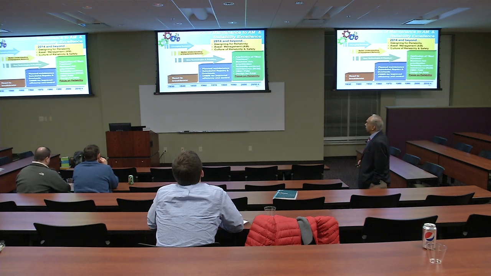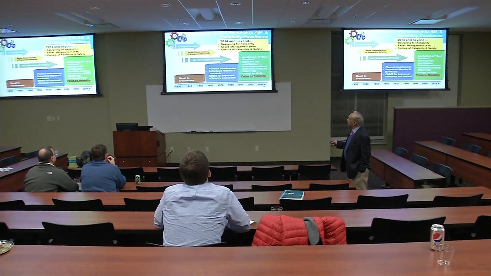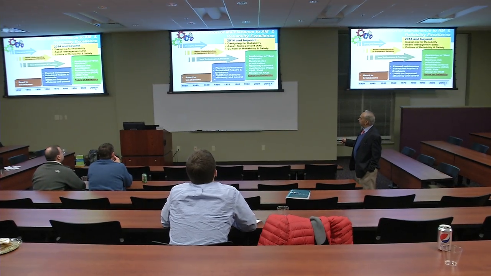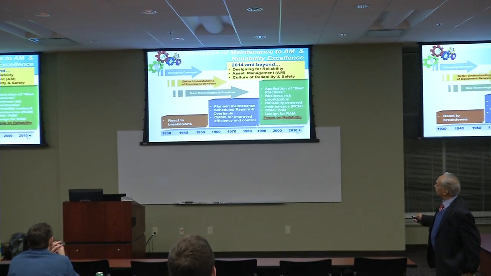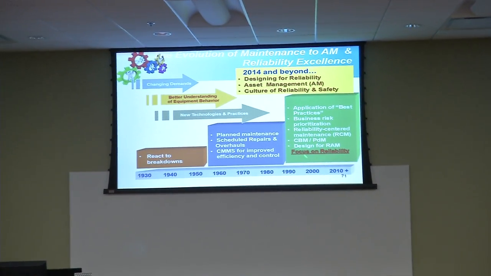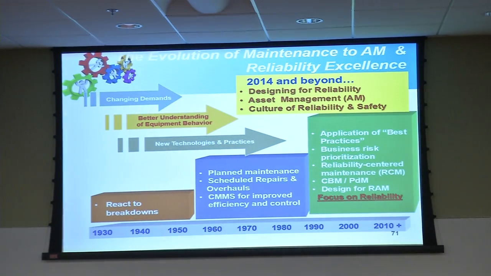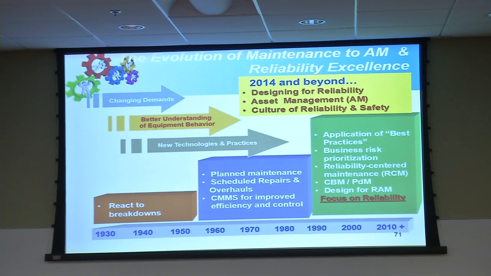This is kind of an evolution of maintenance to asset management. Back in those days, reactive, then planned maintenance, PM, CMMS systems came. In the last 20 years, application of best practices, business risk, RCM, CBM. And now we are talking designing for reliability, designing for asset management, culture of reliability, safety. That's what we are talking. If we do things right from the start, things will be okay.